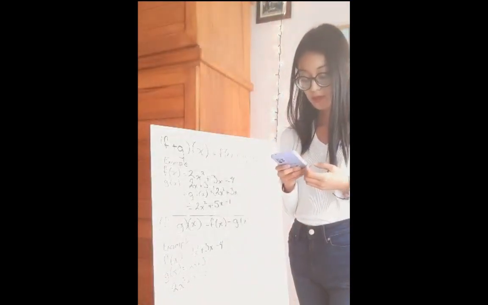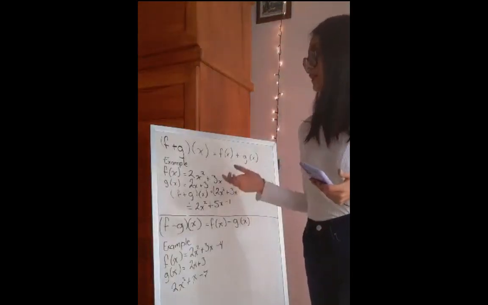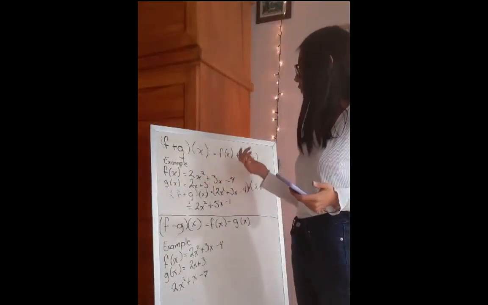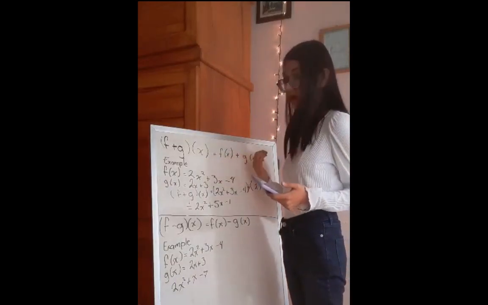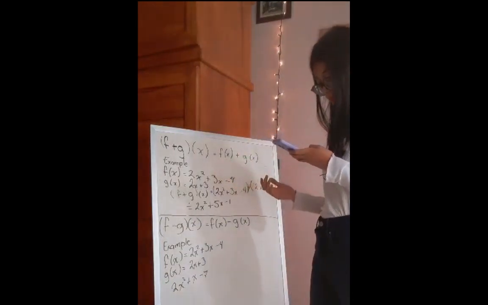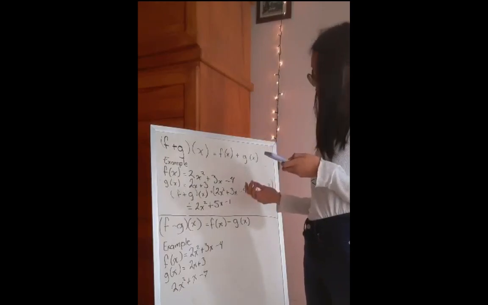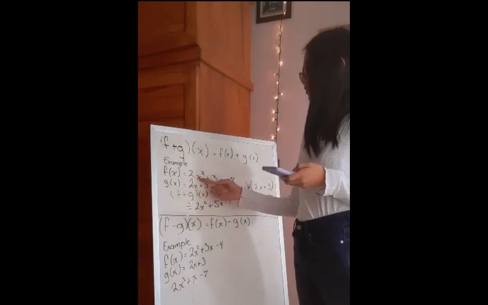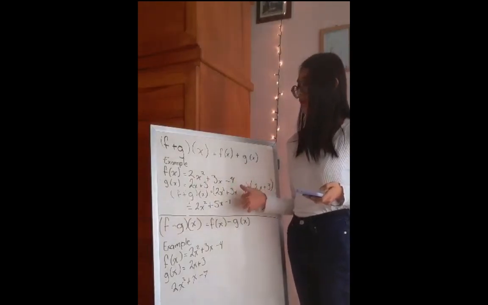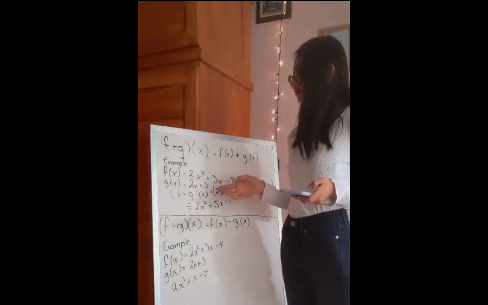Let f of x and g of x be two functions. For addition, f plus g of x is equal to f of x plus g of x. For example, for addition, we can add two functions. f of x is equal to x squared plus 3x minus 4, and g of x is equal to x plus 3.